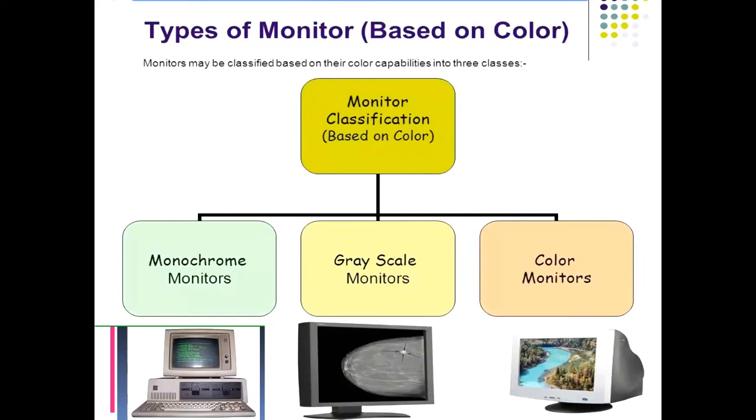Next heading is types of monitor based on color. Monitors may be classified based on their color capability into three classes. Monitor classification based on color: number one is monochrome monitor, number two is grayscale monitor, number three is color monitor.